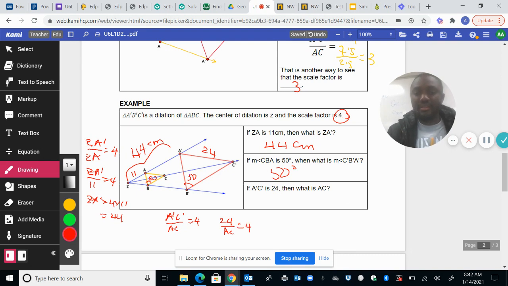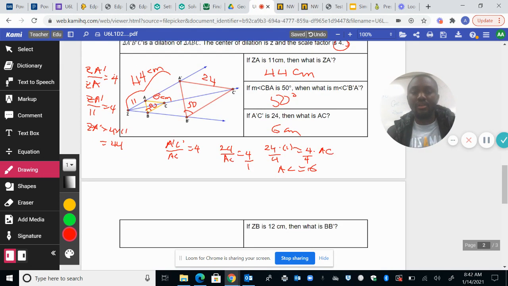So what do we do next? You cross multiply. 4 can be written as 4 over 1. So cross multiplication gives 24 times 1 equals 4 times AC. When you divide both sides by 4, AC will definitely be 6. So AC is 6 centimeters.